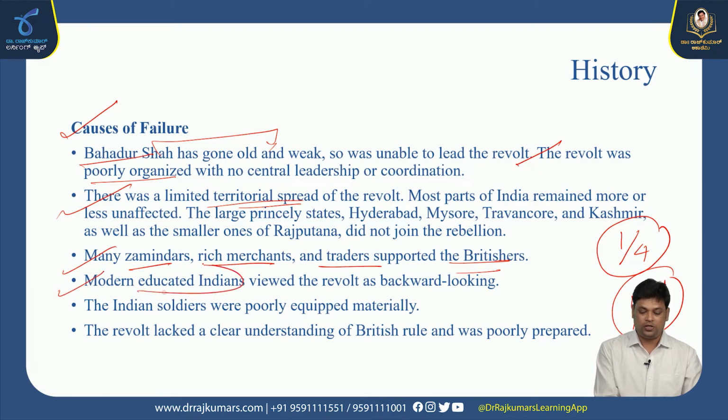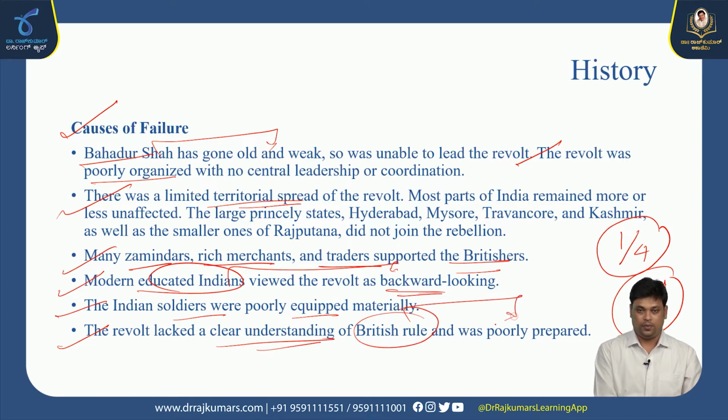Modern educated Indians viewed the revolt as backward looking. The Indian soldiers were poorly equipped materially. The revolt lacked a clear understanding of British rule and was poorly prepared, because they did not know the exact intention of the British rule over India.